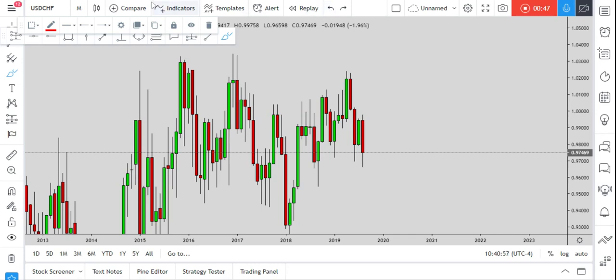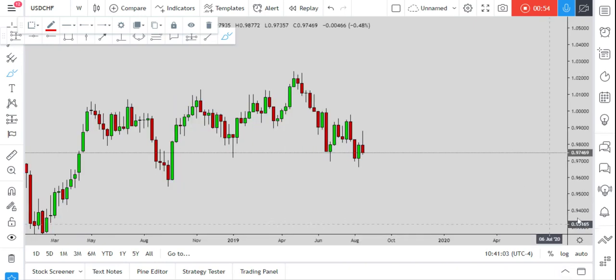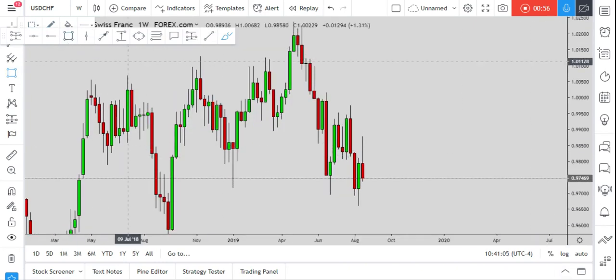Now let's move to the weekly time frame and see what's going on, and you will see that we have some very good resistance around this area here.